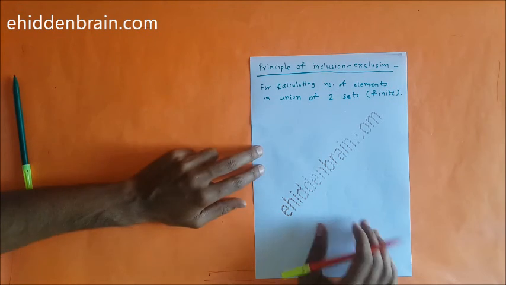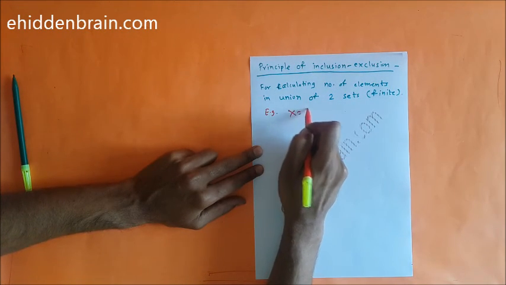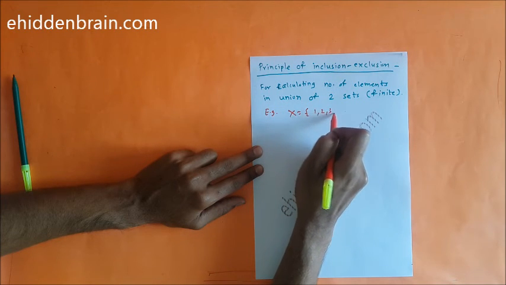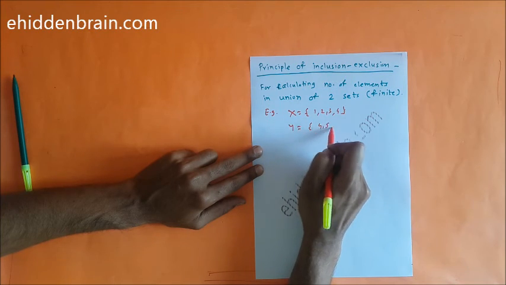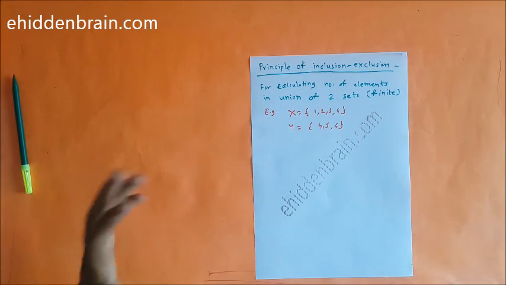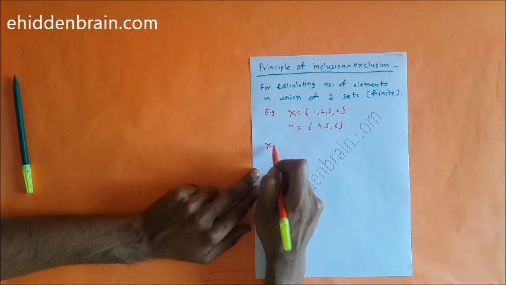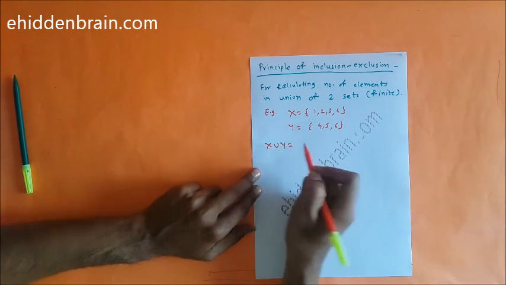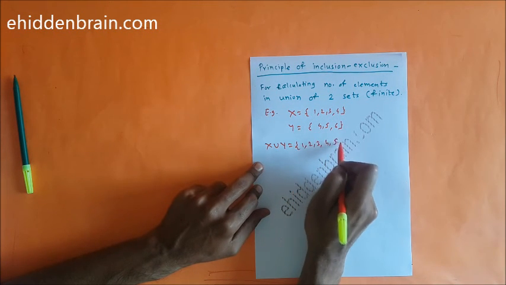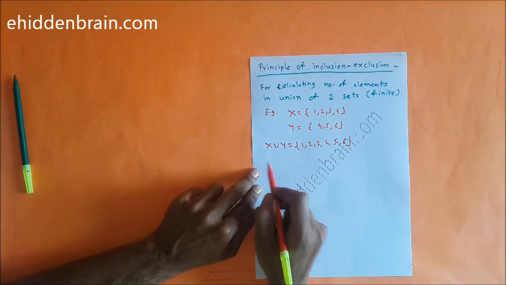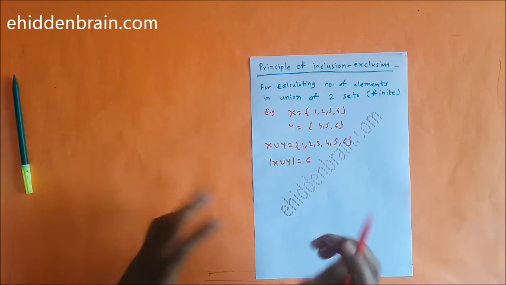Now let's say there are two sets, for example, x and y. X is 1, 2, 3 and 4 and y is 4, 5, 6. So now if I make a union of these two sets, what will I get? I will get a set 1, 2, 3, 4, 5 and 6, which means there are 6 elements. I can say mod x union y will be 6.